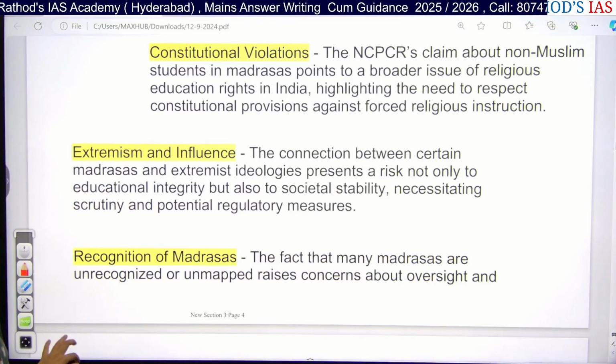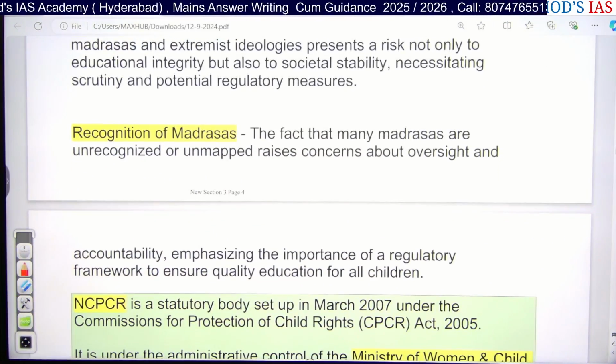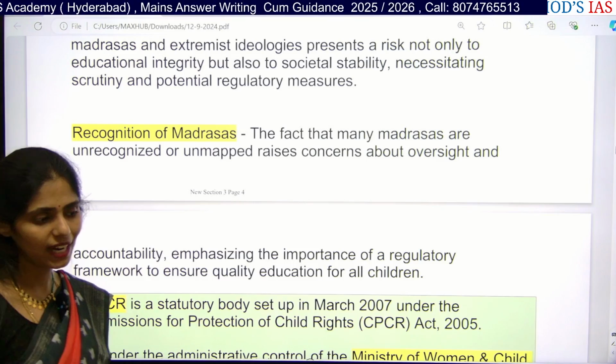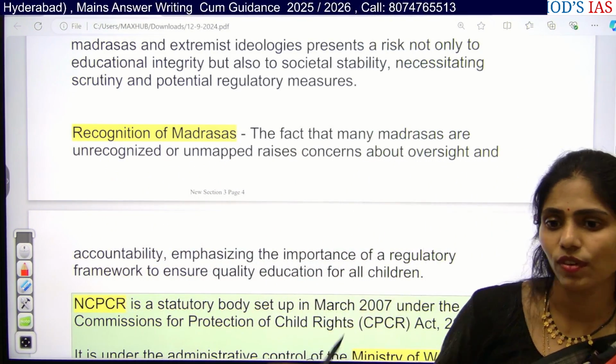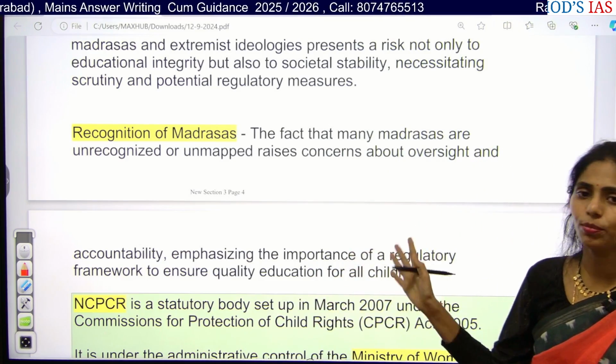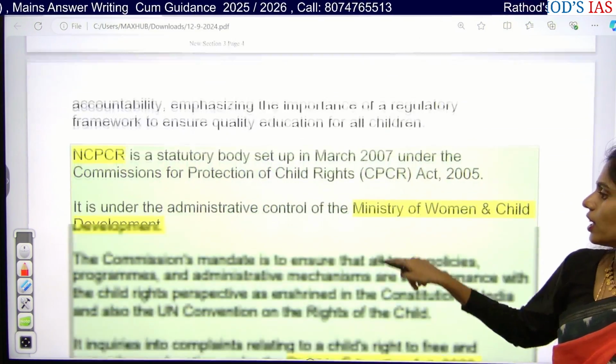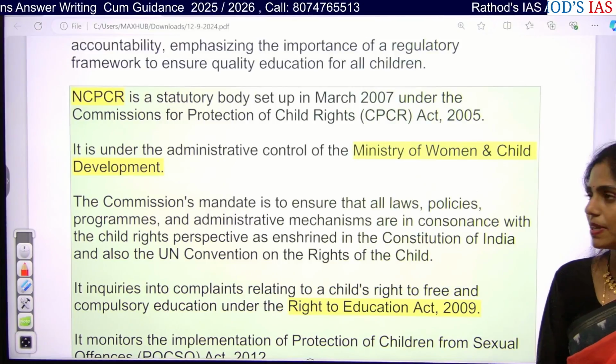And next, we need to go for recognition. If you see, most of these madrasas are unrecognized, so they didn't even get permission. So this is also one important problem that this report found. Okay, so see some facts regarding NCPCR.